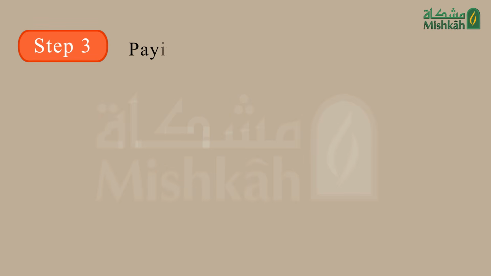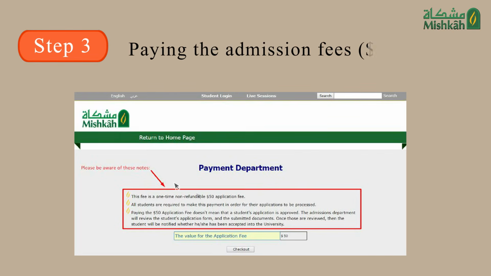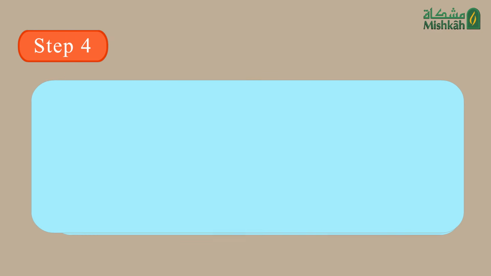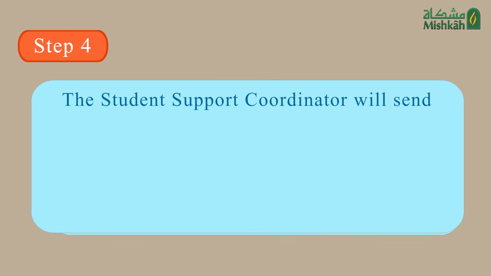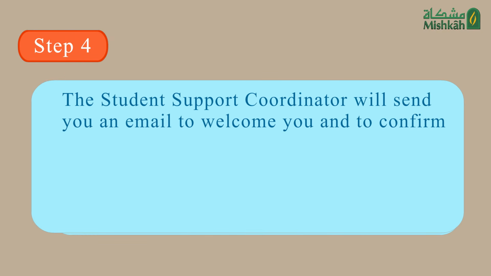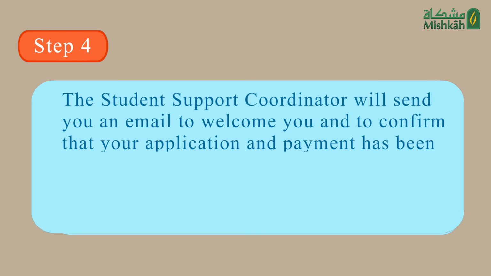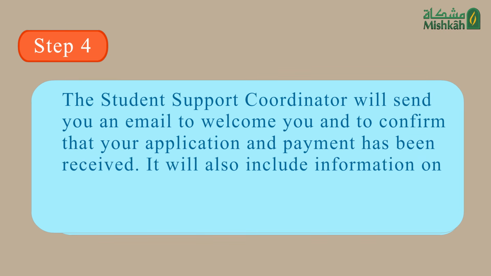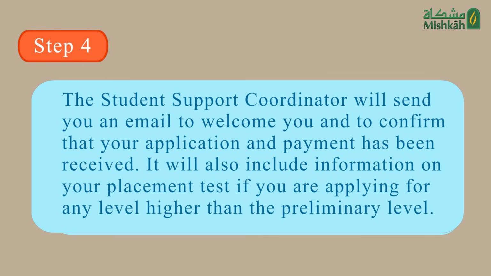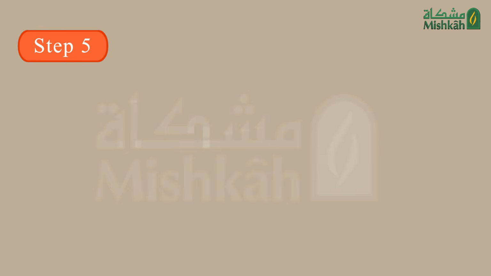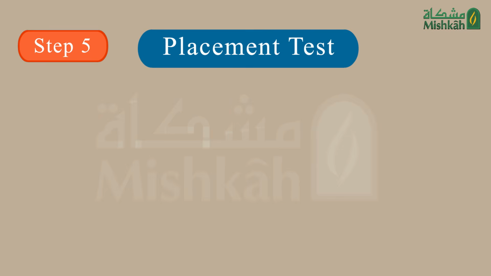Step 3. Pay the admission fee of $50. Step 4. The Student Support Coordinator will send you an email to welcome you and to confirm that your application and payment have been received. It will also include information on your placement test if you are applying for any level higher than the preliminary level. Step 5. Placement test.